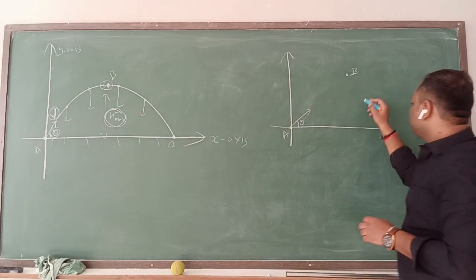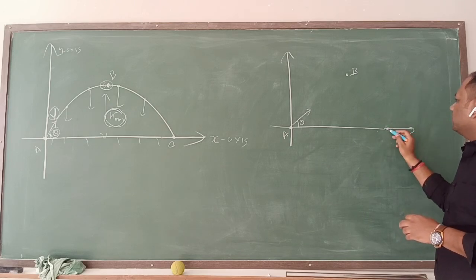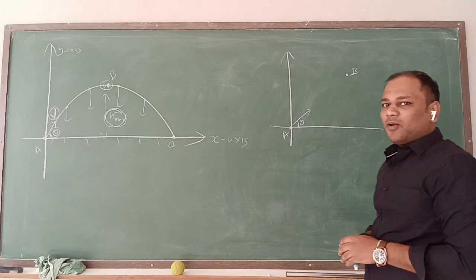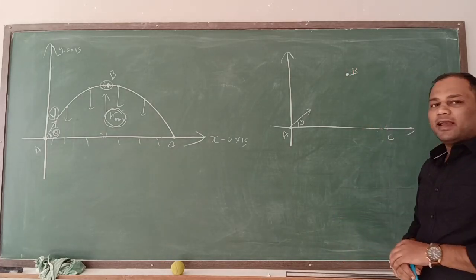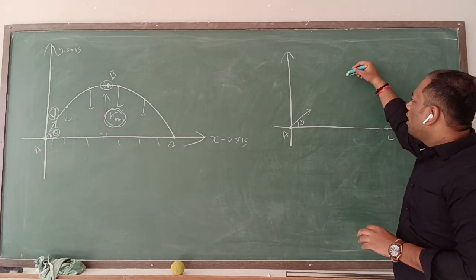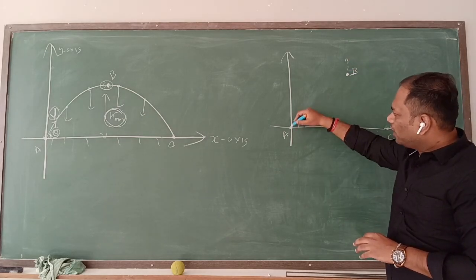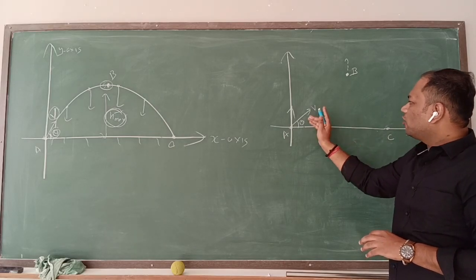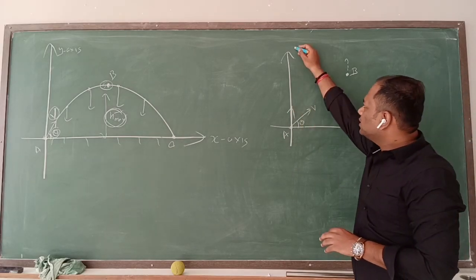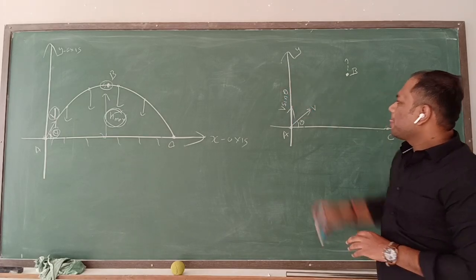This is C. You can take this point as C. Can anybody tell me what is the velocity of the body at this point in the vertical direction? Here the velocity of the body initially in the vertical direction is how much? If we take the component of v along the y axis, we get v sin theta.